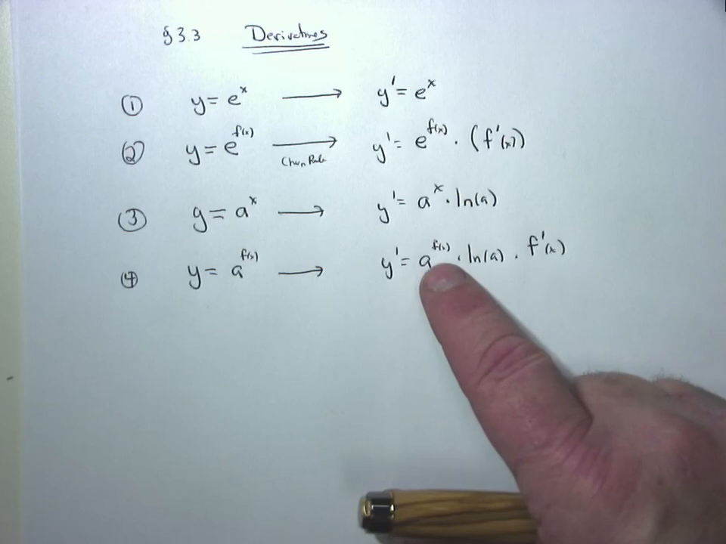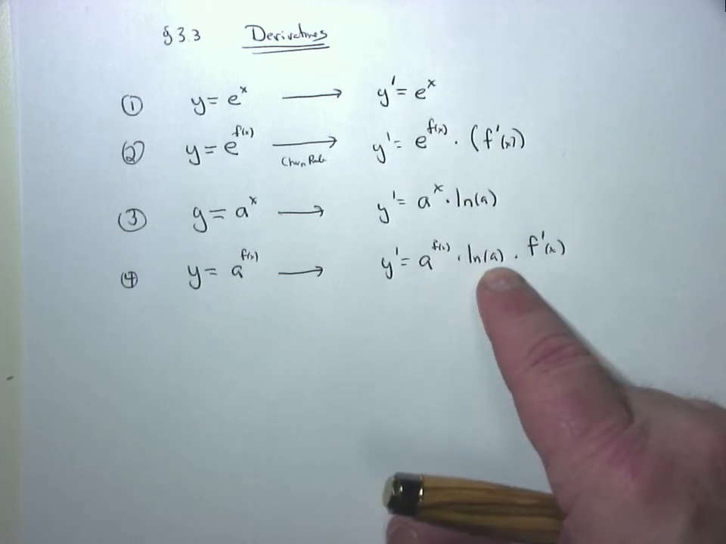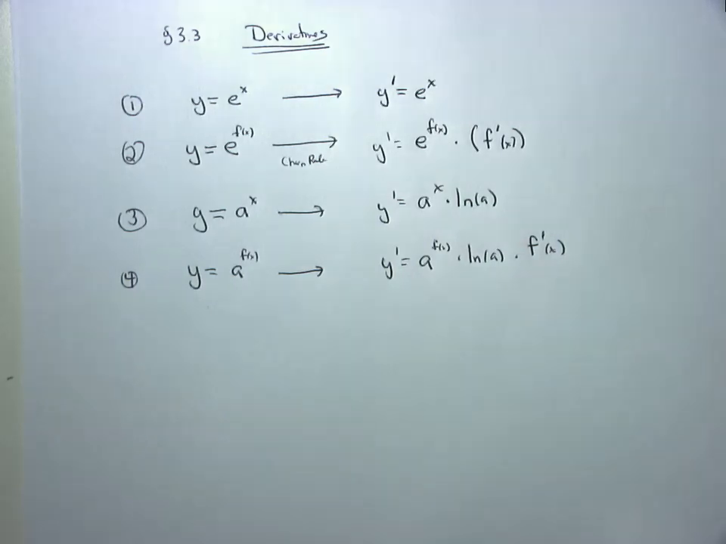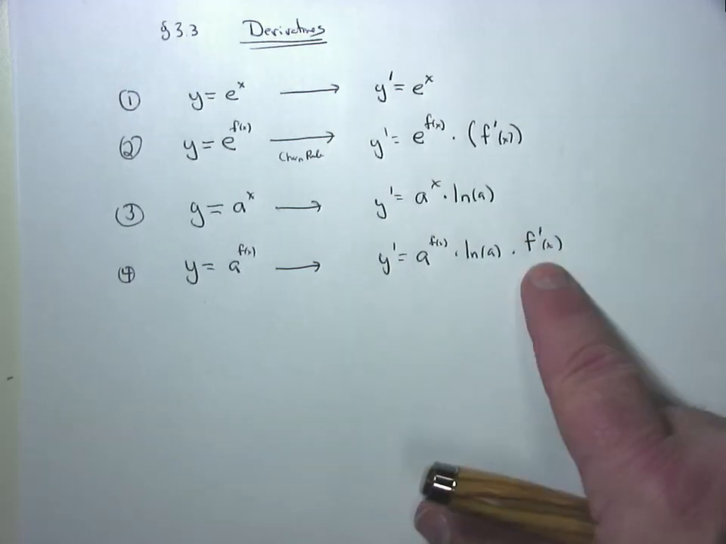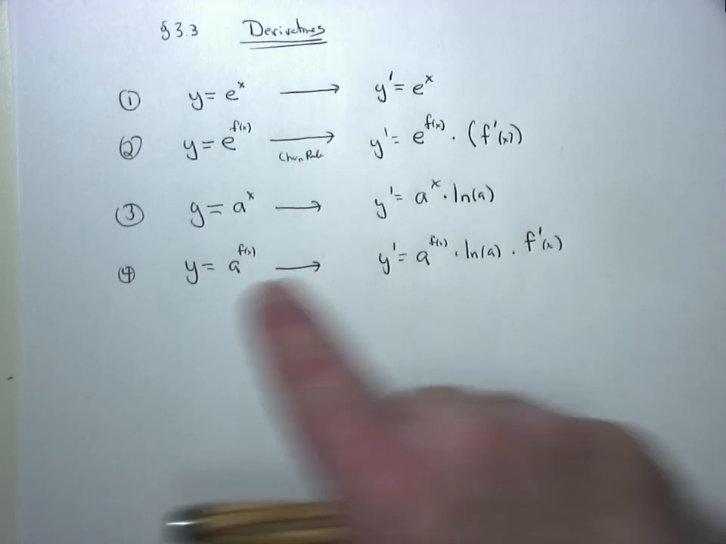Well, the derivative is going to be 5 to the sine of x times the natural log of 5 times the derivative of the exponent. What's the derivative of sine of x? Times cosine of x. That would be what its derivative is. Does that make sense? Following the pattern.